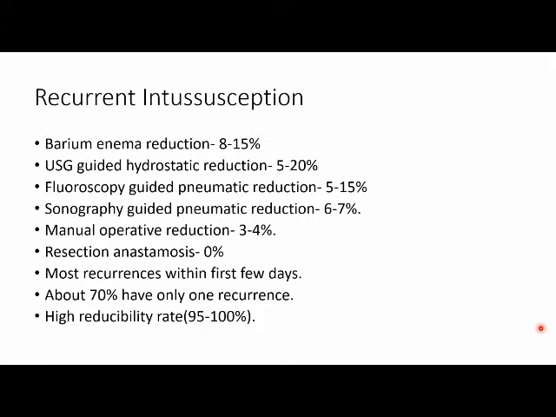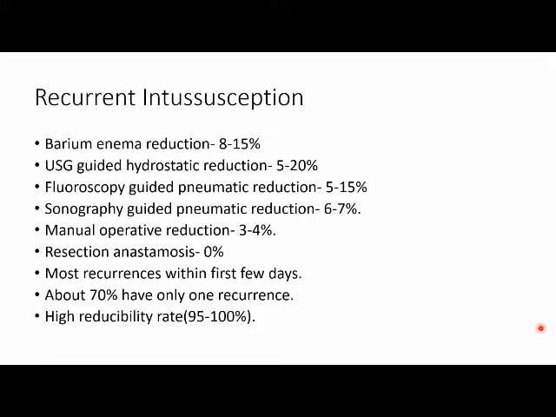And if you're doing a fluoroscopy guided pneumatic reduction, the incidence of recurrence is 5 to 15%. And ultrasound guided pneumatic reduction has an incidence of 6 to 7%, which is slightly less when compared to the others. And following a manual operative reduction, the incidence of recurrence comes down drastically to 3 to 4%. And following a resection anastomosis, it is almost nil.